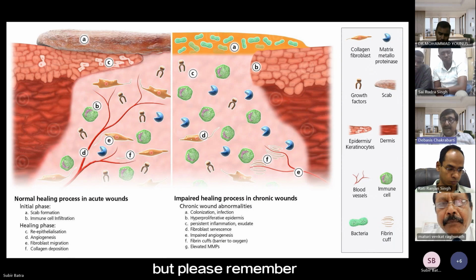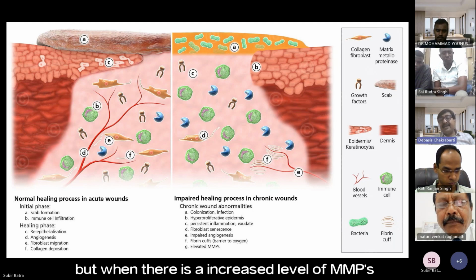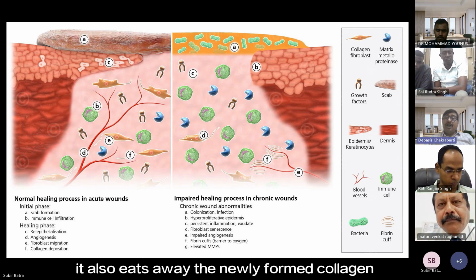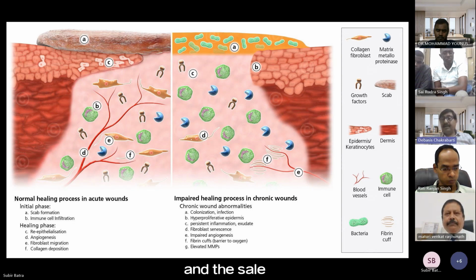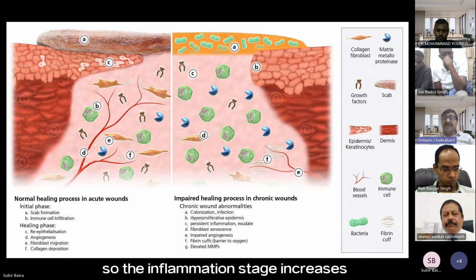But please remember, they are very important to control the infection. But when there is an increased level of MMPs, they also eat away the newly formed collagen and the cells. In an uncontrolled way, it also harms the body's own tissue. So the inflammation stage increases.